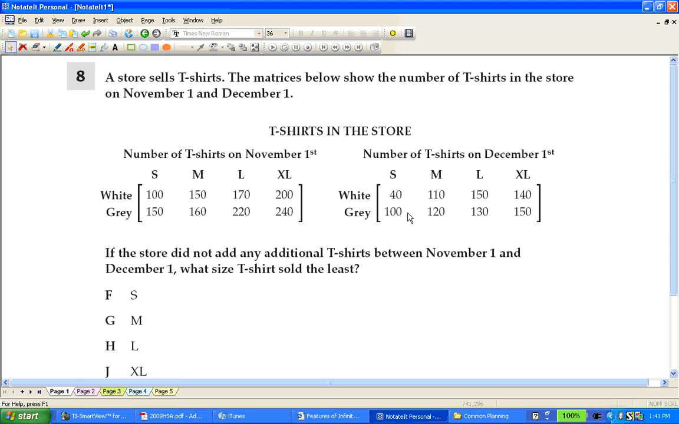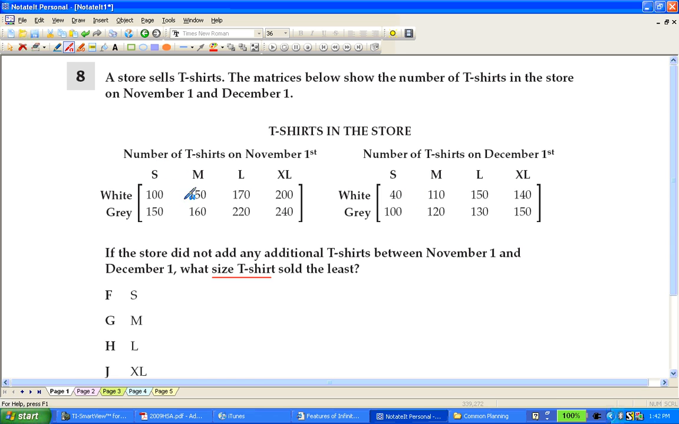So the medium white shirts went down, the medium gray shirts went down. Alright, so it's saying if the store did not add any additional t-shirts, so there's none that came in on a shipment between November 1st and December 1st, what size t-shirt sold the least? This is the key wording right here, and this is where they're going to get you every time if you don't pay attention. Size, t-shirt. It doesn't say what color size, it says what size. So it's white and gray shirts put together, okay? What ones sold the least?